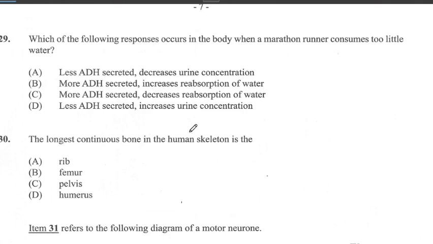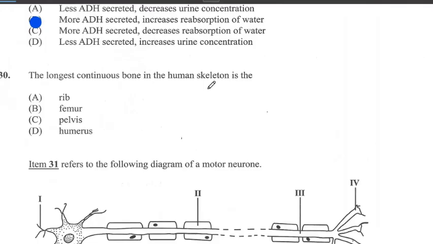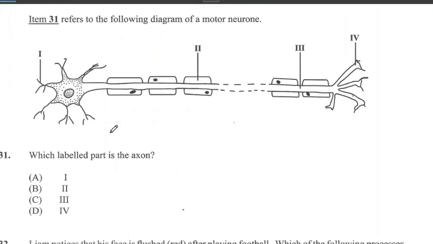Which of the following responses occurs in the body when a marathon runner consumes too little water? More ADH is secreted, which increases the reabsorption of water. The longest continuous bone in the human skeleton is the femur. Second to that is the humerus. The small part is the axon. The axon is right here at I. So that would be C.